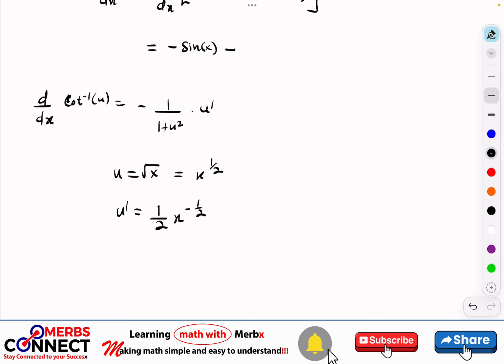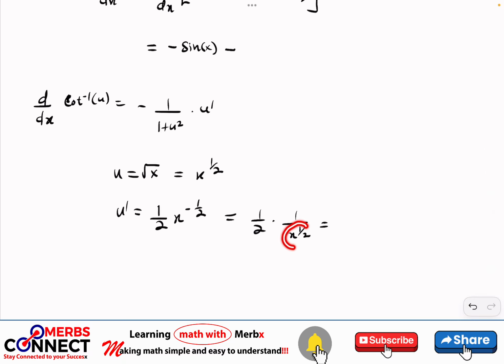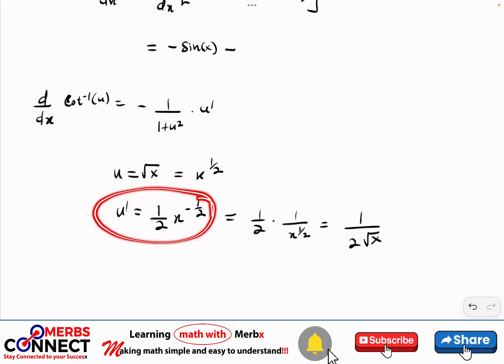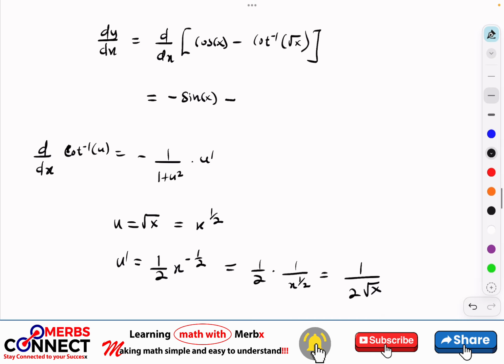I can decide to leave it this way, or those who like doing manipulation can say that, okay, this is the same as 1 over 2 times 1 over x to the power 1 over 2, and this is the same as square root of x. So when I multiply this one together, I'm going to have 1 divided by 2 square root of x. You can also do this, or you can leave your answer here. Simple, no trouble. Unless maybe it is multiple choice and you need to manipulate the solutions to get a specific option.